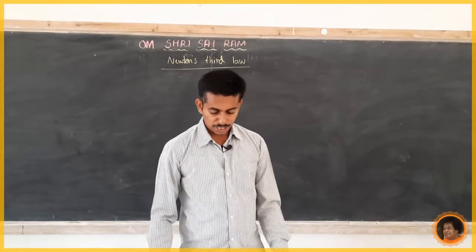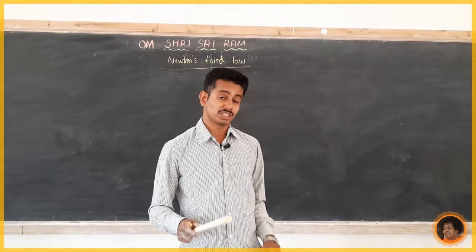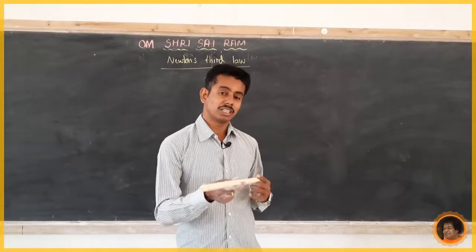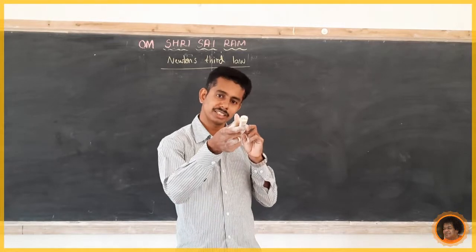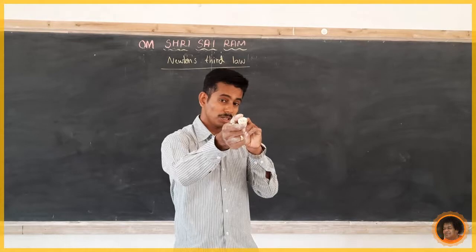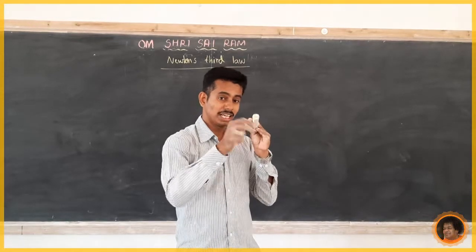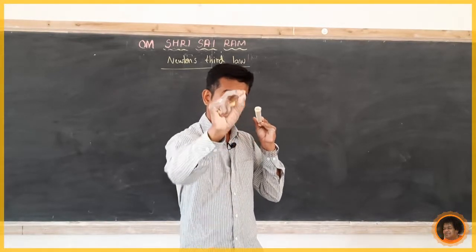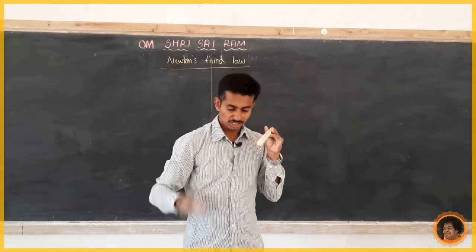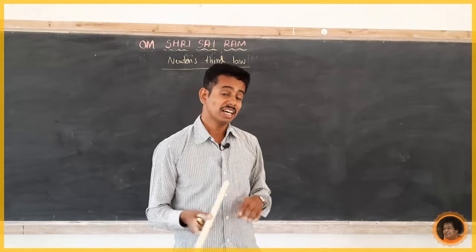Another one: when a bullet is fired, the gun recoils. What is the meaning? If it is a rifle or a gun, when a bullet is fired, the gun moves backward, then the bullet moves forward. This is also Newton's third law. When a bullet is fired, the gun recoils.